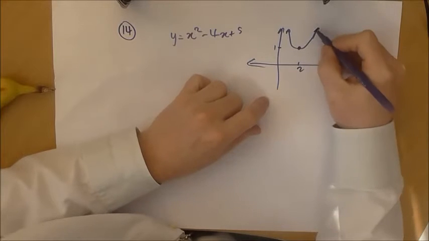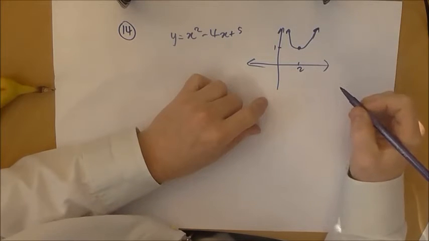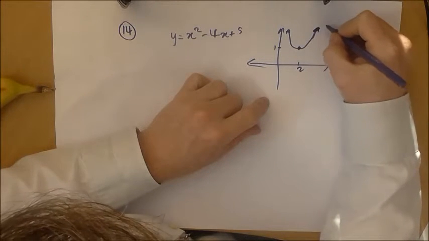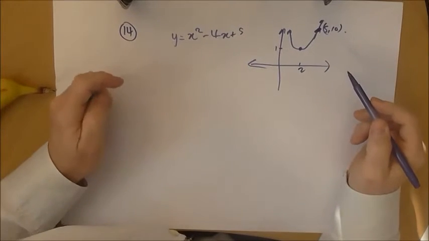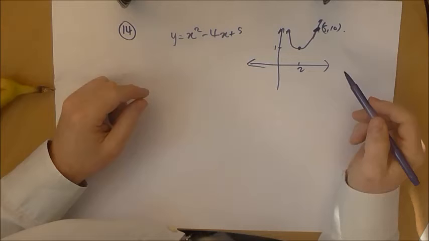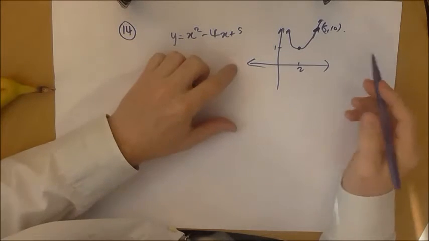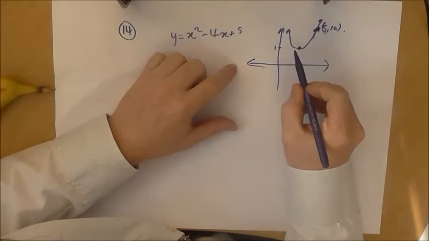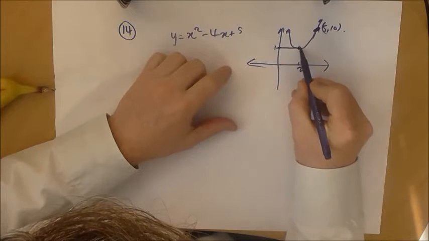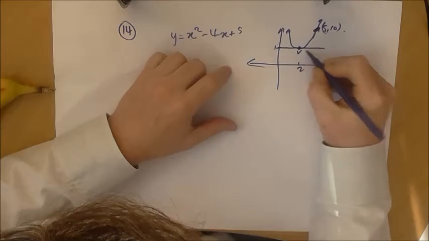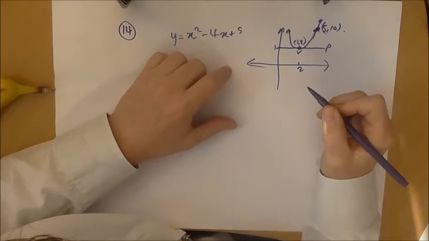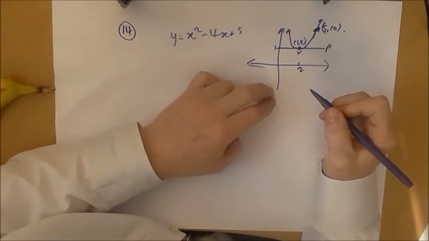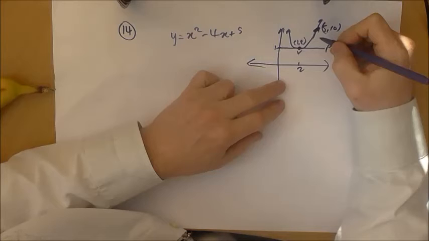So my scale's a bit out there. And we're told that 5, 10 is on the curve. Again, the scale's a bit out there. Now the line VP is a tangent at the minimum point. So that's V, that's P. V is 1, 2. And TP is perpendicular to that line.